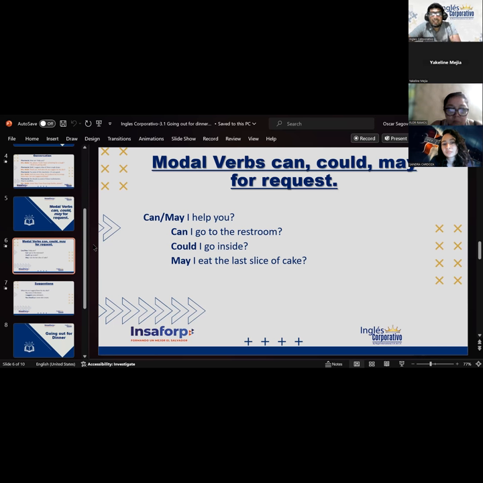Once again, could is understood as a very polite verb. And when it comes to requesting permission to do something, could is also very, very useful, because could doesn't necessarily represent any sort of rudeness. You are being polite. You are requesting in a polite way when you use could. But once again, we come and land on the last one, and the most recommended, which is going to be may.